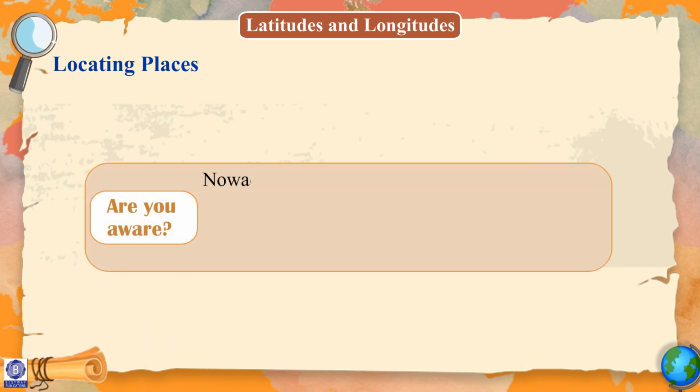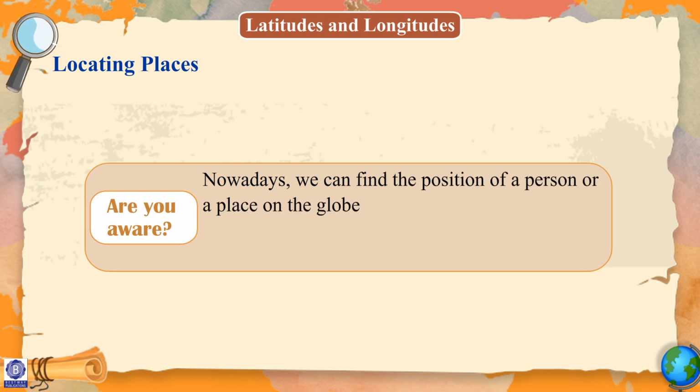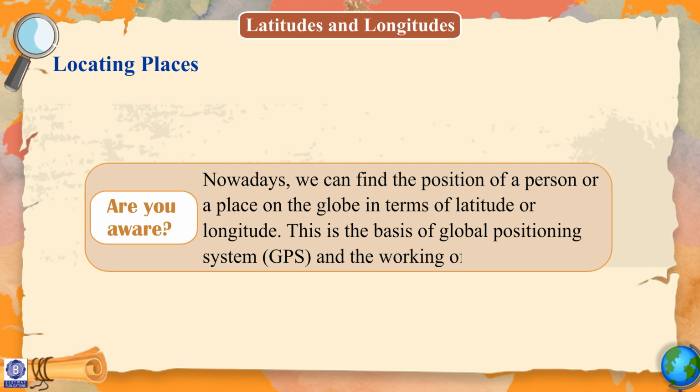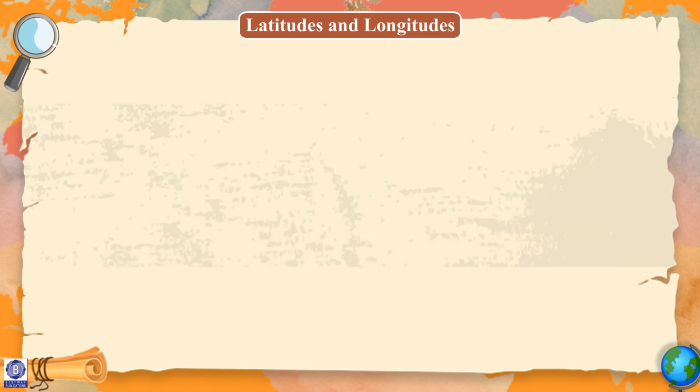Are you aware? Nowadays, we can find the position of a person or a place on the globe in terms of latitude and longitude. This is the basis of the Global Positioning System, GPS, and the working of satellite systems.